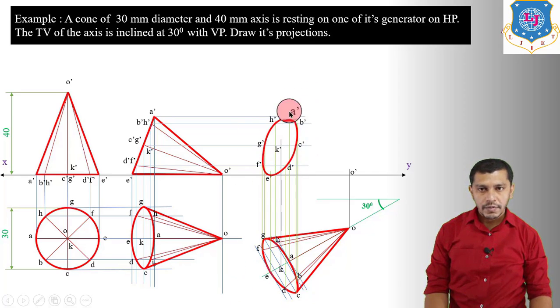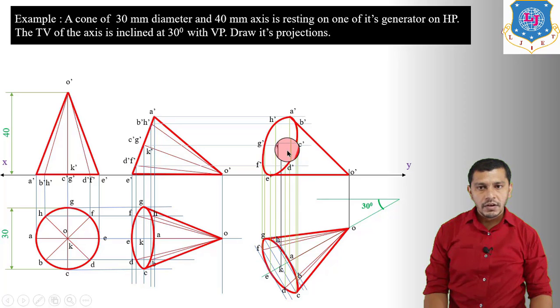So first of all, draw the base. Base is going to be visible. Now draw the end generators. Now here the end generators will be OE and OA will be the end generators. So this will be the final front view and top view in the third stage.